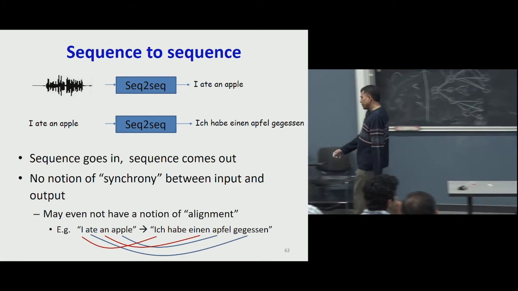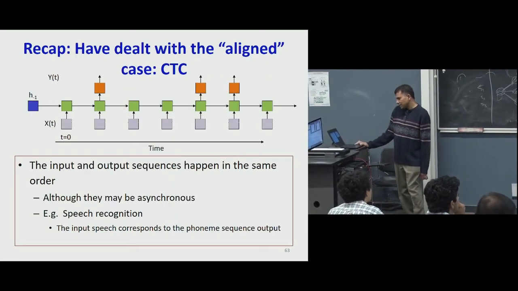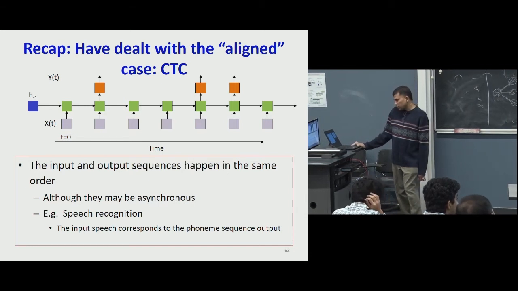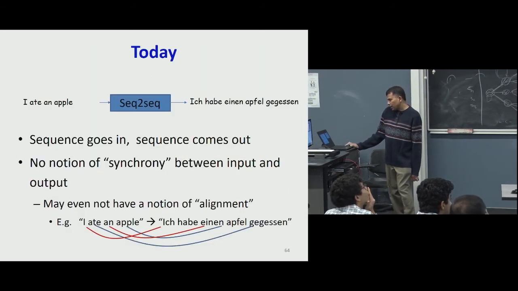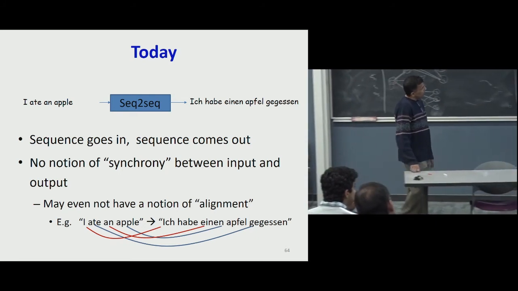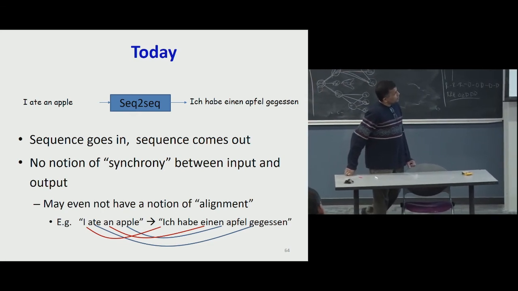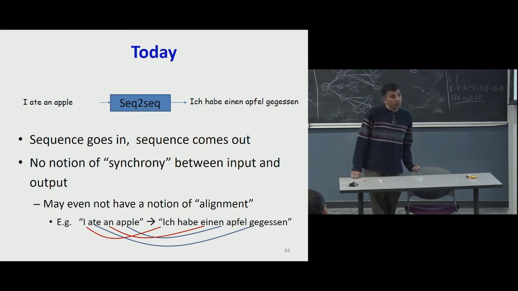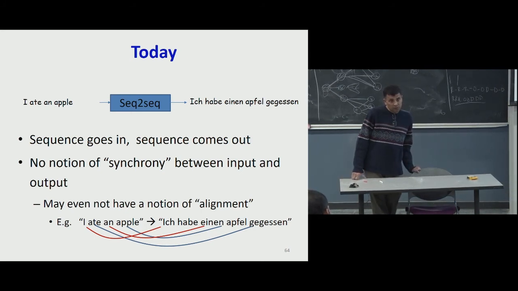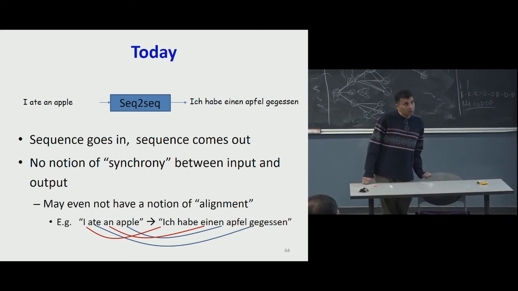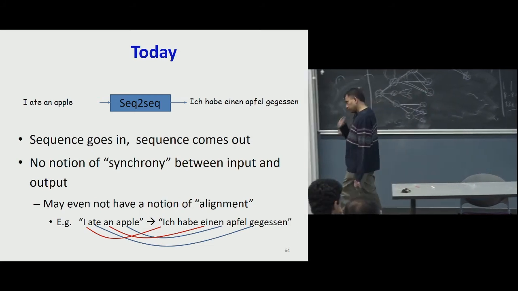So what we have dealt with is the aligned case, CTC. Input and output happen in the same order, so they are order synchronous, though they may not be time synchronous. What we are dealing with now is a sequence goes in, a sequence comes out. There's no notion of synchrony, and in fact the number of output symbols may be greater than the number of input symbols, and a single input symbol might map onto multiple output symbols, which are not even next to one another. So in this case, exactly what do we do?